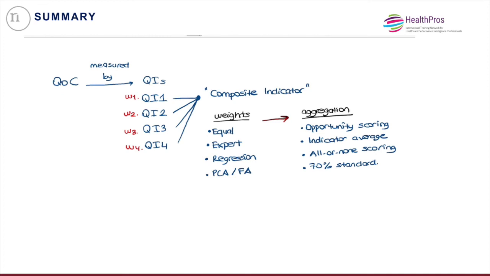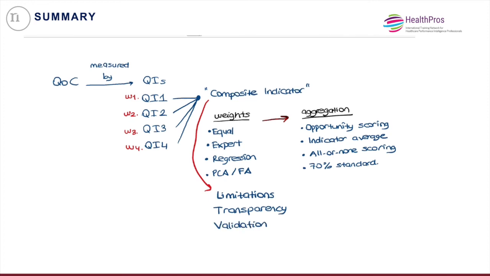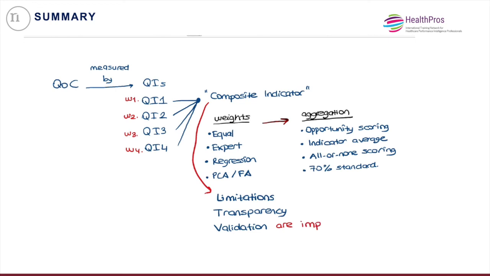So there are different methods and we can expect that these different methods will give different results. In other words, composite indicators can be sensitive to the methodology that has been used. Therefore, to get reliable composite quality scores, it's important to consider limitations and different approaches and to be transparent regarding the construction process of the composite. And validation of the composite indicator is an important step.